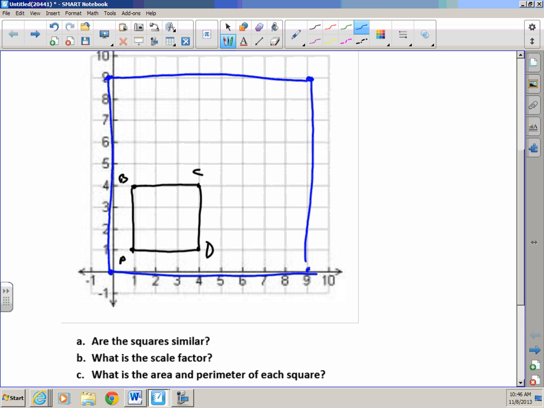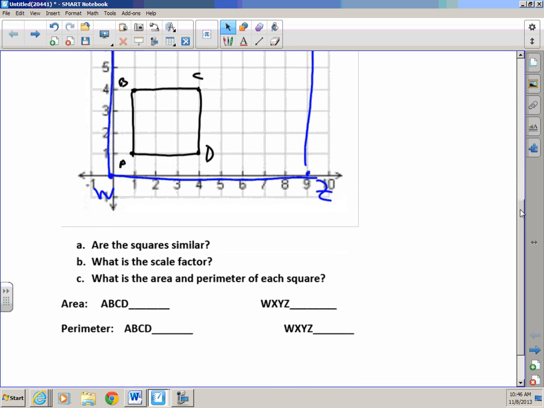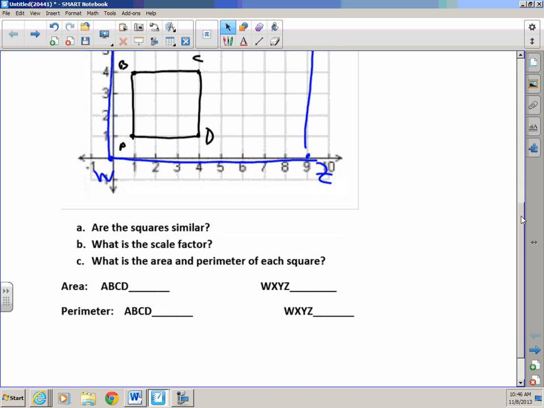Apologize for the messy lines, but the point gets across. Now, we want to answer the following questions. Are the squares similar to each other? The answer is yes, and what you should see is that the blue square is 3 times the first one. So there's been a dilation with a scale factor of 3. And in fact, all squares are similar to each other because they have 4 equal sides.